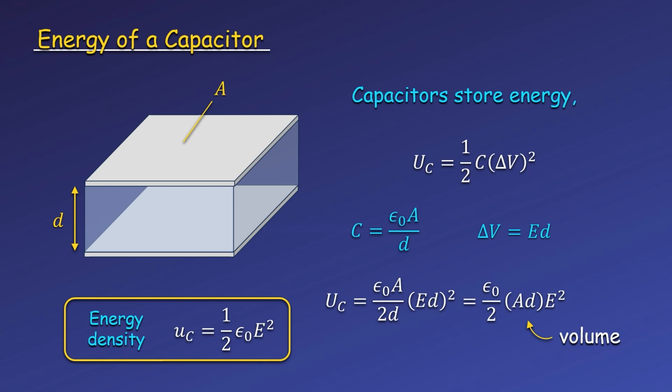Notice this equation only depends on the electric field and epsilon naught. The quantities that specify the shape of the capacitor are gone. And in fact, we can generalize this to be the energy density stored in any electric field.